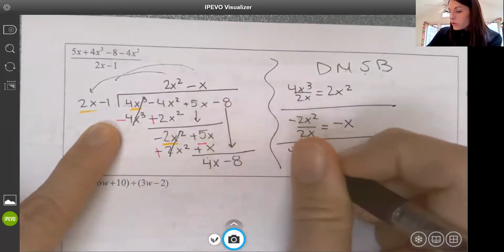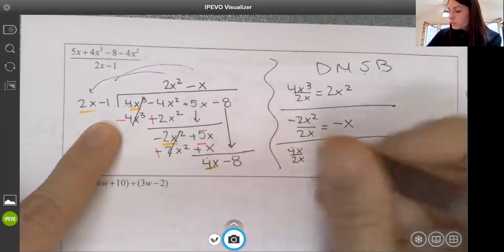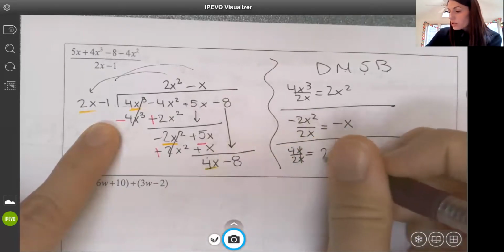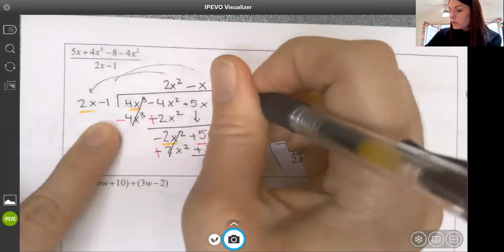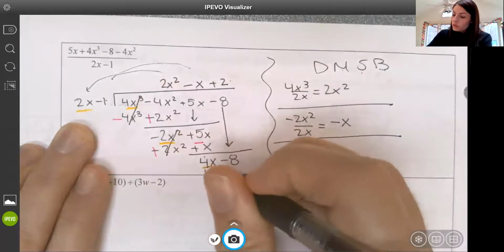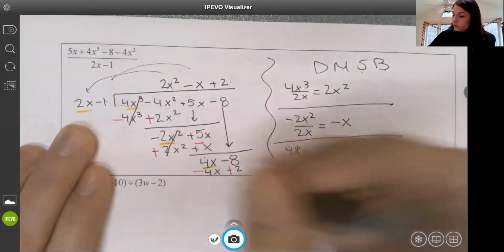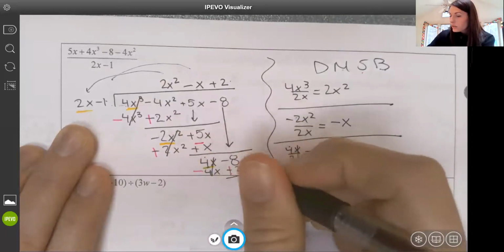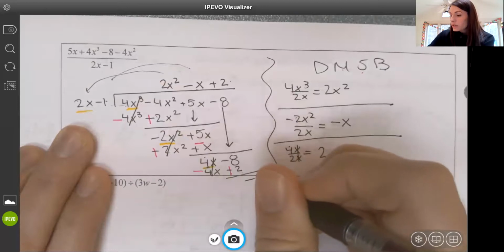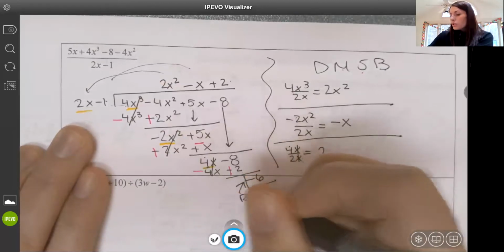First term, so 4x divided by 2x, right? Here's my leading term. These x's cancel, gives me just 2 plus 2. Take 2 and multiply it through by what's out front, which gives me 4x minus 2. Subtract. These cancel. Negative 8, positive 2 gives me negative 6. This is now my remainder.